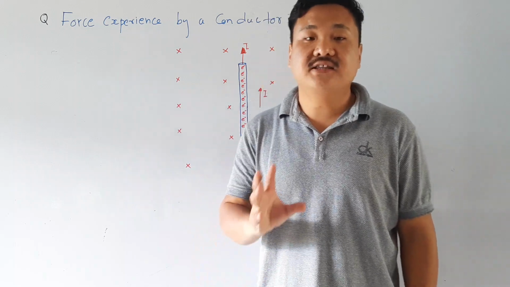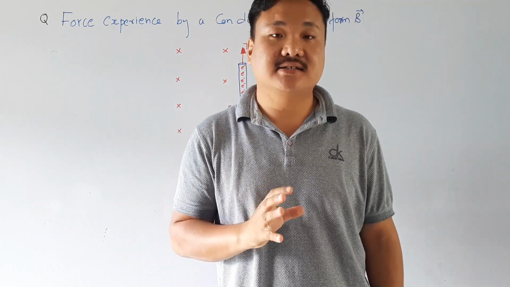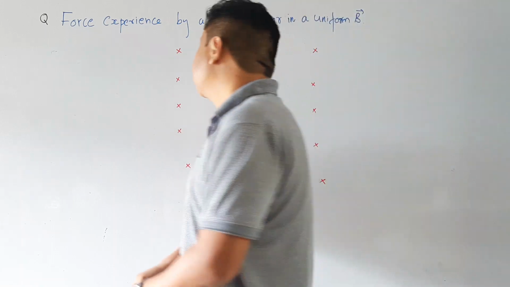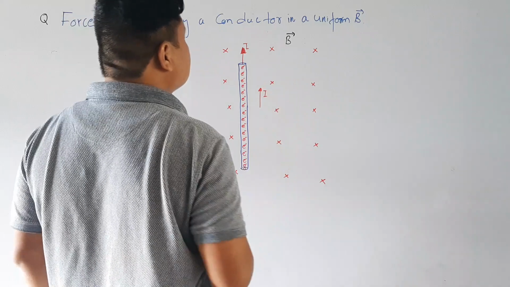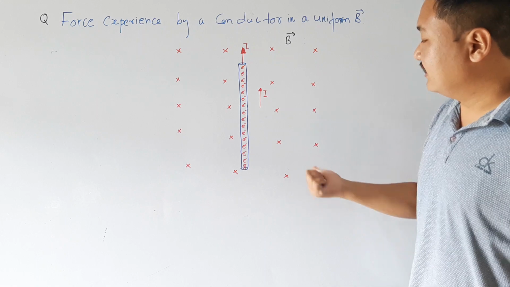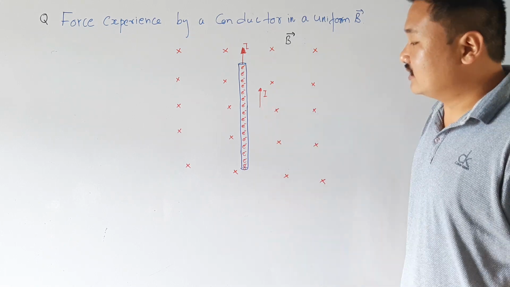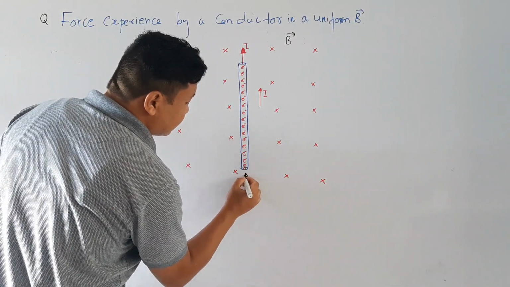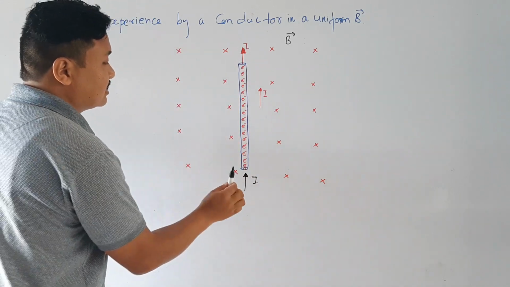Let us now calculate the amount of force experienced by a current carrying conductor placed in a uniform magnetic field. This is my uniform magnetic field, which is going vertically into the board. And this is my current carrying conductor, in which the direction of current is from bottom to the top. The current is flowing.